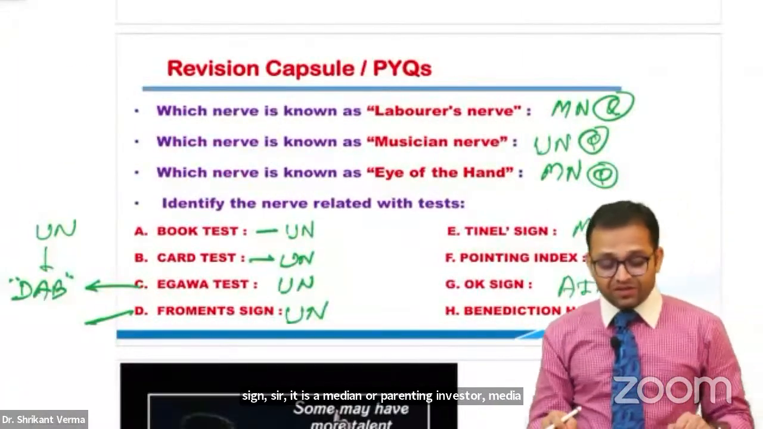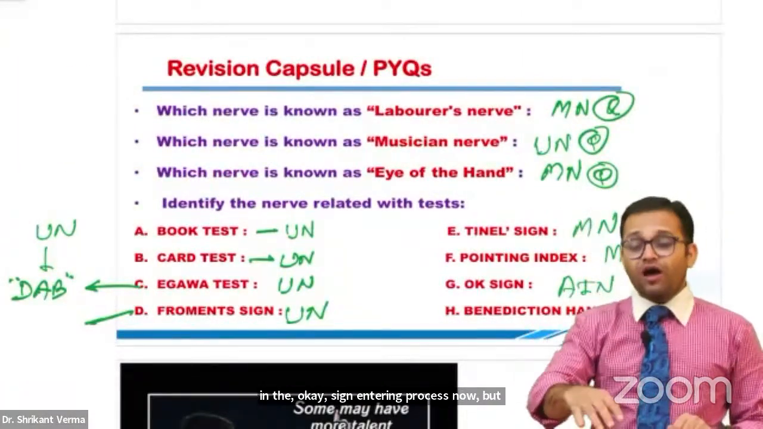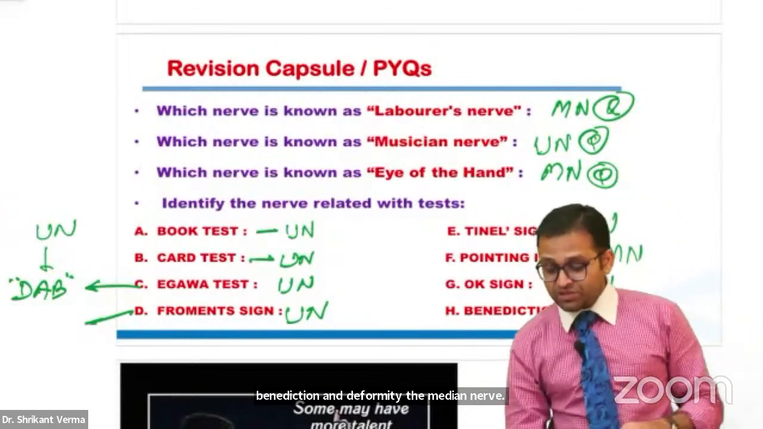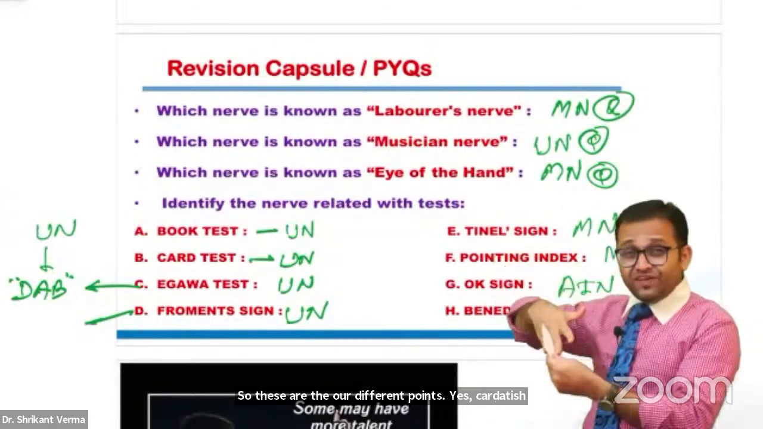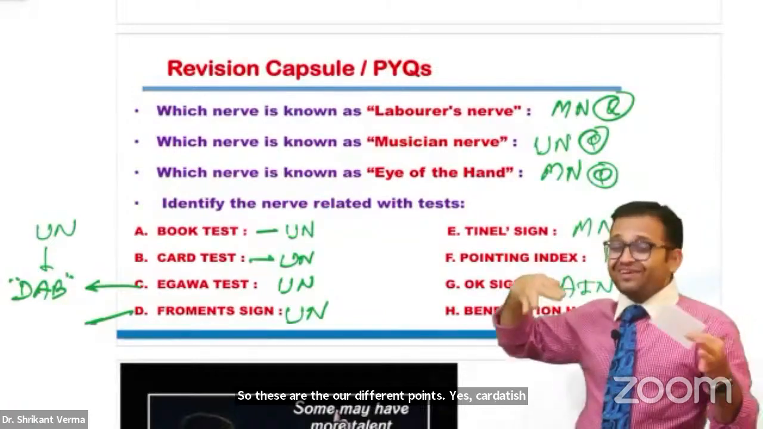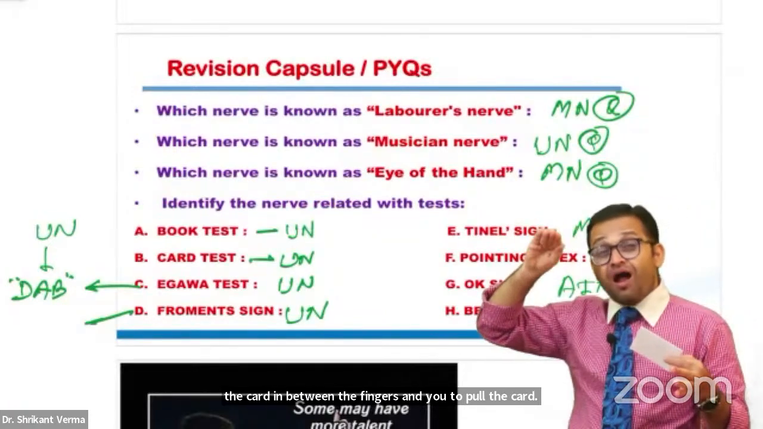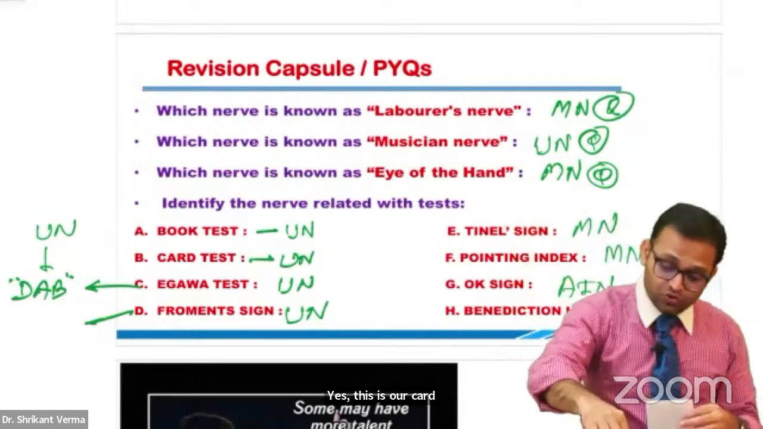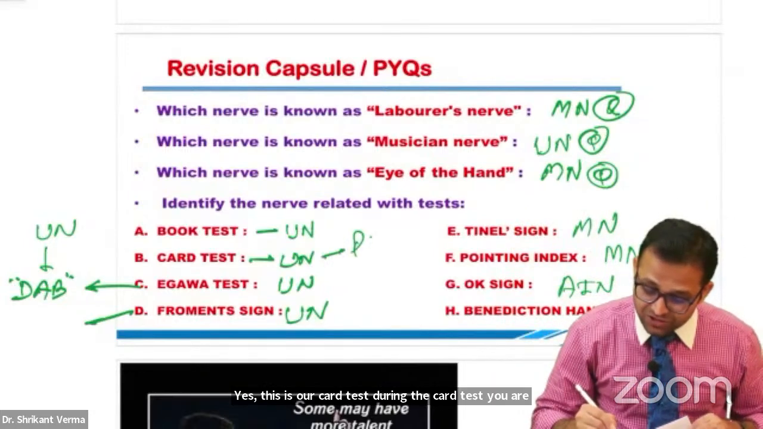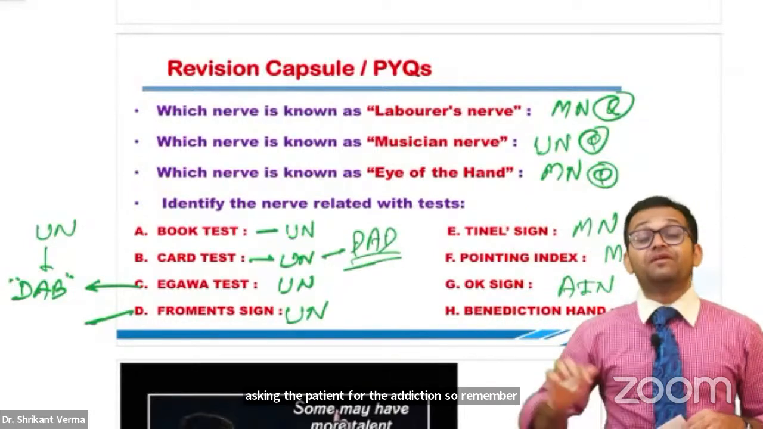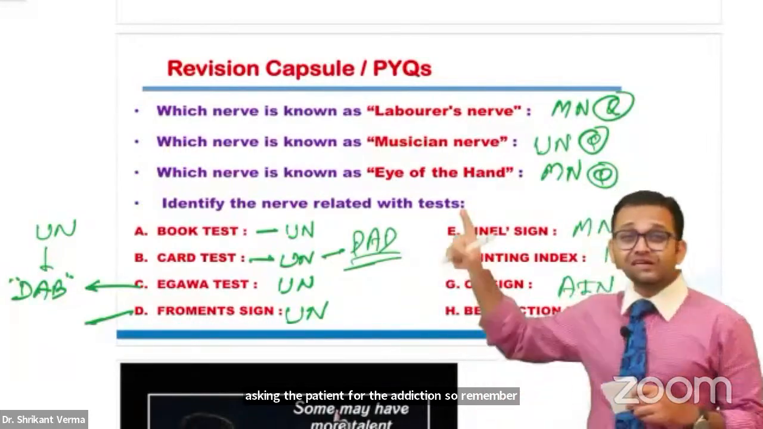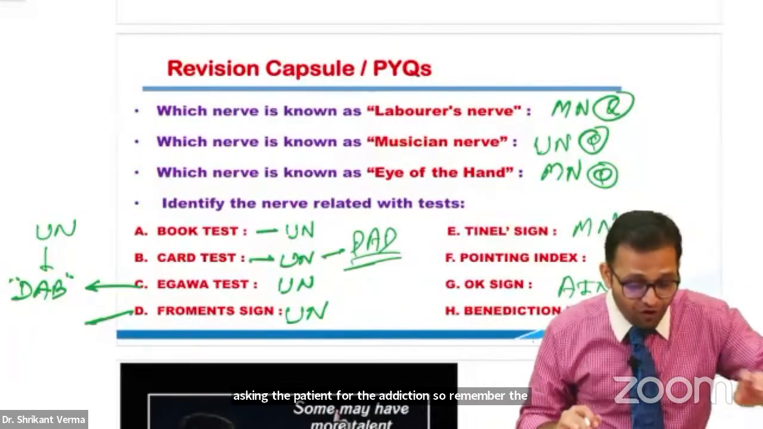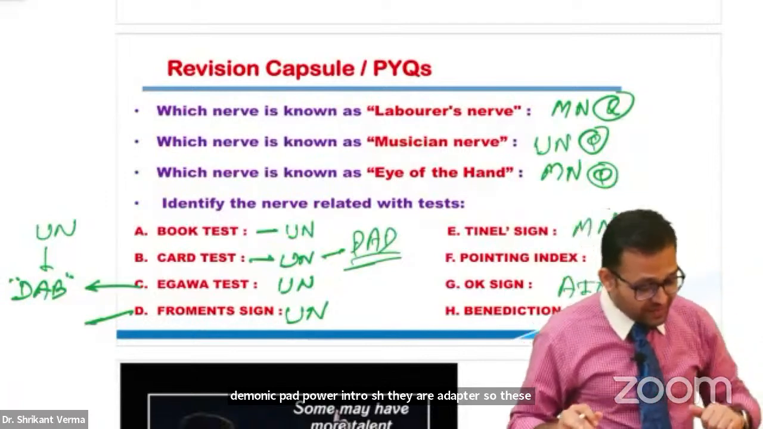So these are our different points. Yes, card test, you all are aware. We have to ask the patient to hold the card between the fingers and you have to pull the card. Yes, this is our card test. During the card test, you are asking the patient for adduction. So remember the mnemonic PAD. Palmar interossei are adductors. So these are the different important MCQs for all of you. Yes, Uzma, very nice.